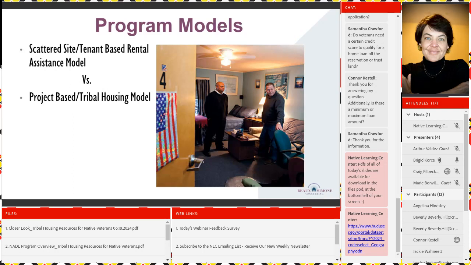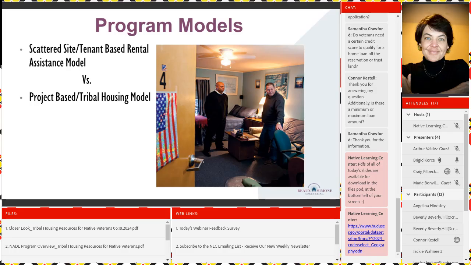So I talked a little bit about the scattered site tenant-based rental assistance model. I would say about half of the programs are set up like this, where the veteran is approved for a housing subsidy. The benefit of this is that the tribes have not had to change their admission policies for their own units, because they don't want to accept people who've been evicted or have bad backgrounds. And they are able to still help veterans with a tenant-based rental assistance payment to a private landlord.